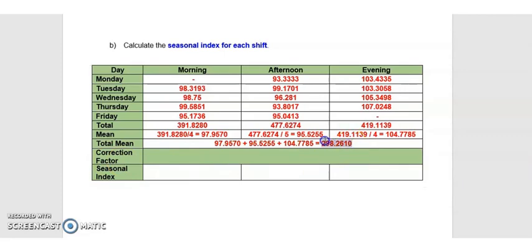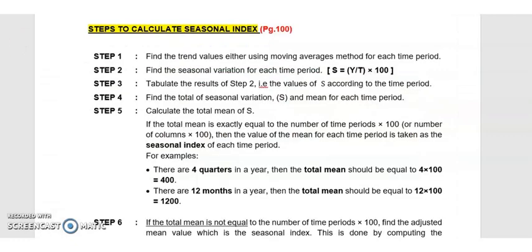Let's say here you total up and the total mean you get 321.3. This one is also not exactly 300, so you need to do correction factor. Remember, if you do not get exactly 300, either less than 300 or more than 300, we need to do correction factor.